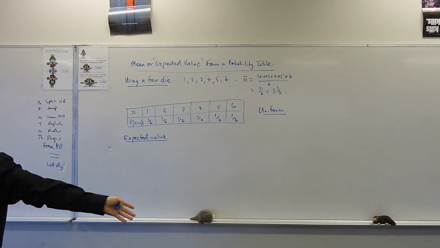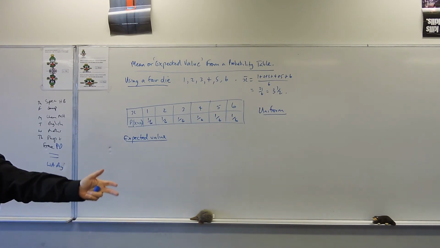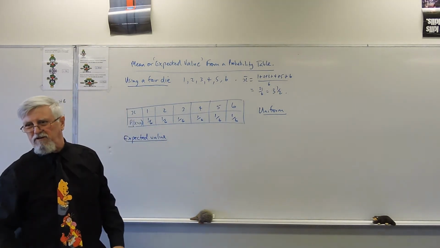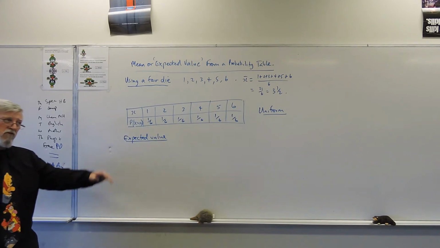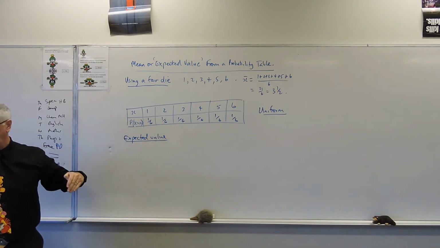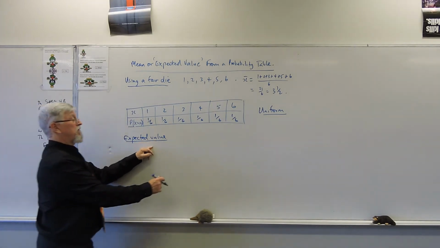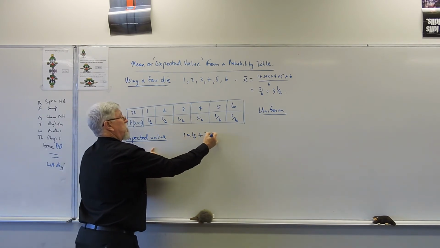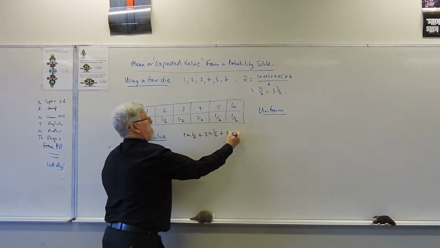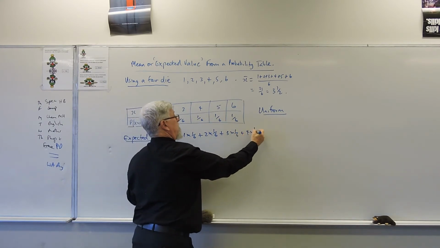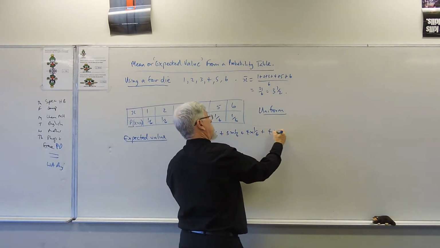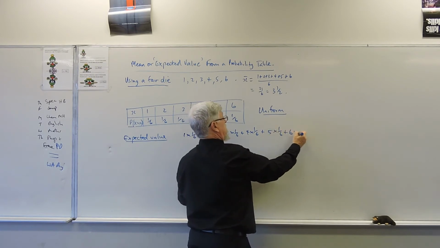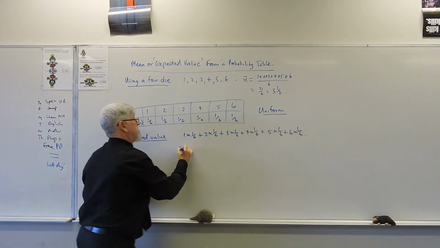It's like cricket players. They'll have an average like 57.31, but they can't actually score 57.31. So there's discrete data, but you get decimals in the average. Here's what it is. It's 1 times 1/6 plus 2 times 1/6, plus 3 by 1/6. Got to write the whole thing. 4 by 1/6, 5 by 1/6, 6 by 1/6. So what have we got?